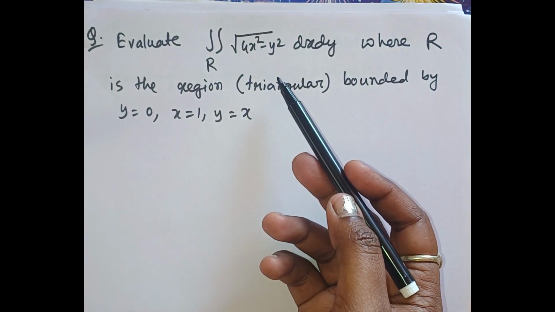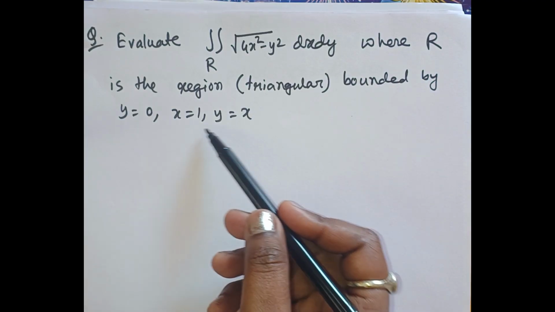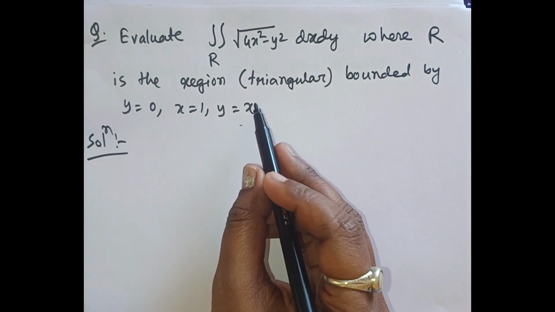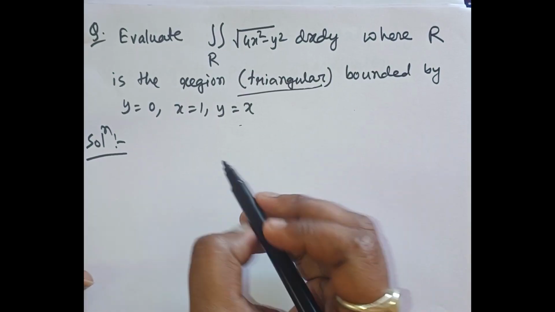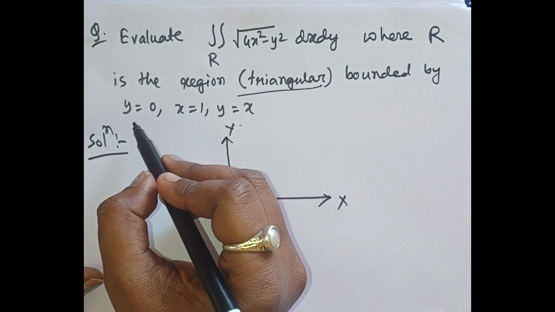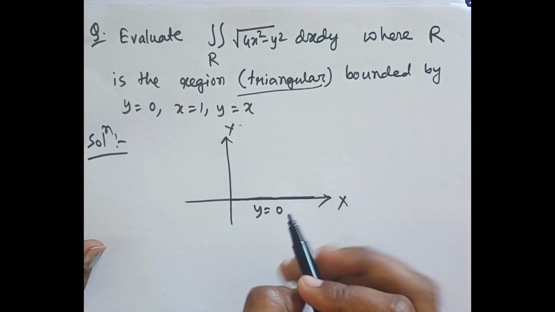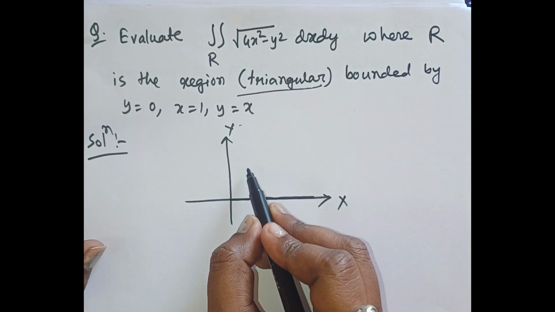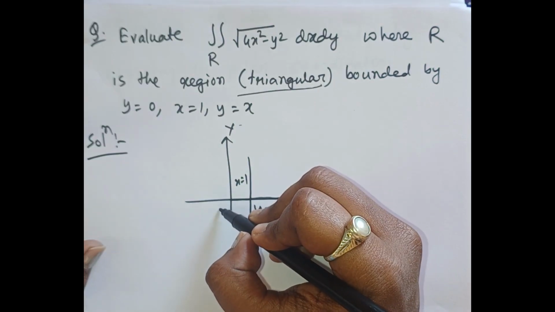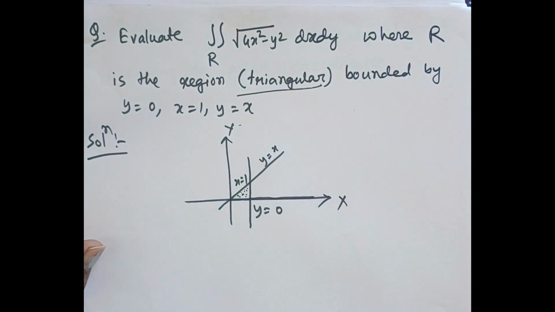Next question, evaluate double integration of the function square root of 4x square minus y square dx dy, where R is the region, again triangular region bounded by y equal to 0 line, x equal to 1 line and y equal to x line. Since this is a triangular region, first draw the region. This is x axis, y axis, and y equal to 0 means x axis. So this is y equal to 0 line, x equal to 1 is a line parallel to y axis. This is x equal to 1, and then y equal to x is a line passing through origin. This shaded region is our R.